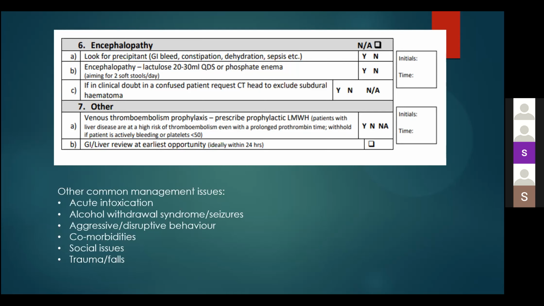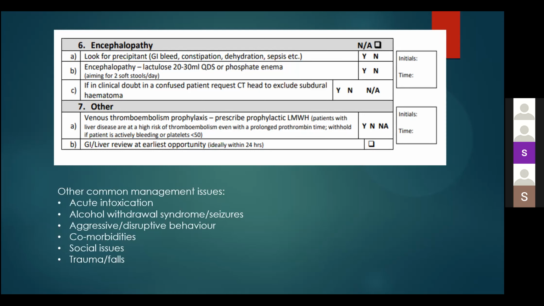The seventh box is probably more of interest to the acute medical team, and these patients do need prophylactic dalteparin, irrespective of the clotting factors. If they have a deranged INR, they should still receive dalteparin, again, because they're at much higher risk of having clots, and it may be a clot that has triggered the decompensation, such as in portal venous thrombosis. And the only reasons why you wouldn't are if the patient is actually bleeding or if they have low platelets, if they're thrombocytopenic, then you would withhold it. And then, like I say, they need a review by a liver specialist, ideally within 24 hours.